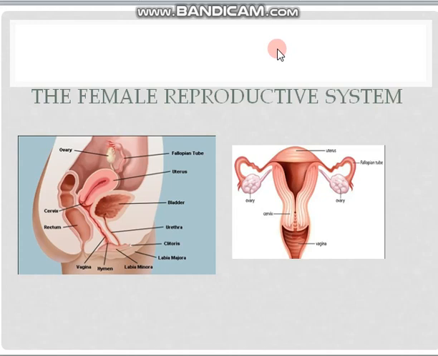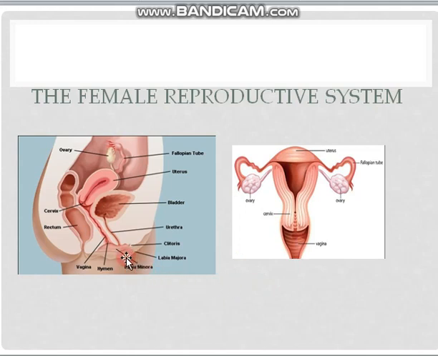In this section, we are going to look at the female reproductive system. Now on our screen, you will see the side view of the female reproductive system. We'll see the other end also here, which are showing the various parts of the female reproductive system. Let us now look at the various parts.